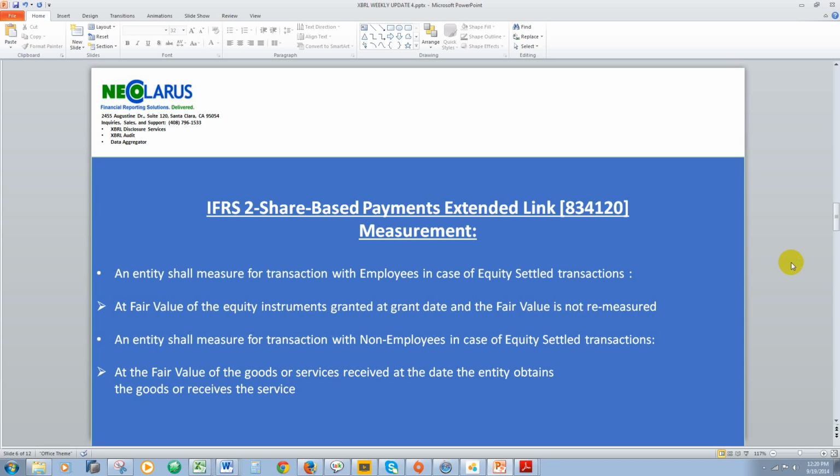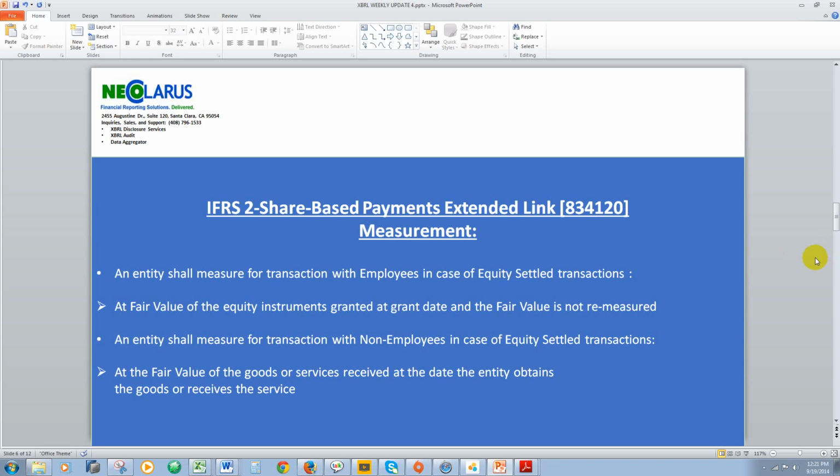In case of non-employees, it says that the measurement is done at the fair value of the goods or services received at the date the entity obtains the goods or receives the service. And it also says that if the fair value of the goods or services received cannot be estimated reliably, the measurement is done by reference to the fair value of the equity instruments granted.